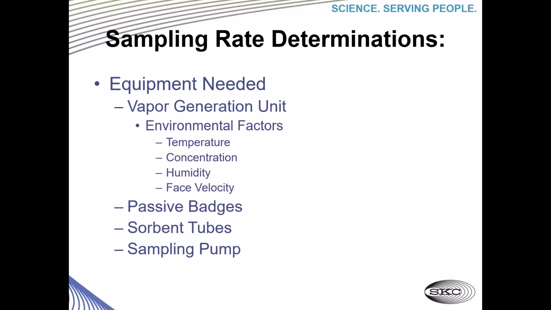How are we going to do sampling rate determinations? Here is some of the equipment we will need to determine the sampling rate. A vapor generation unit. In this unit, we will control all types of environmental factors such as temperature, concentration, humidity, and face velocity. We will need passive badges, sorbent tubes, and a sampling pump.